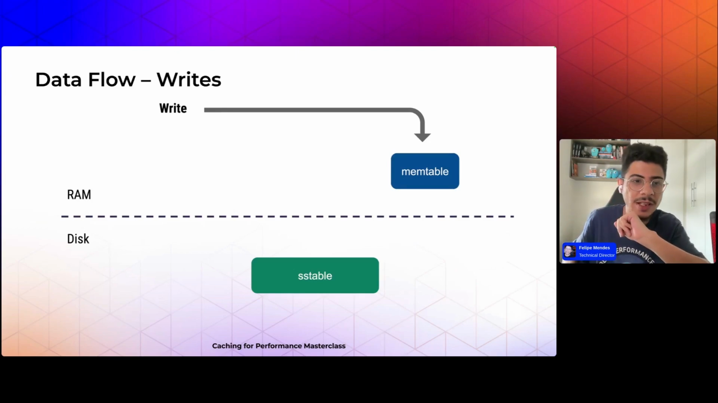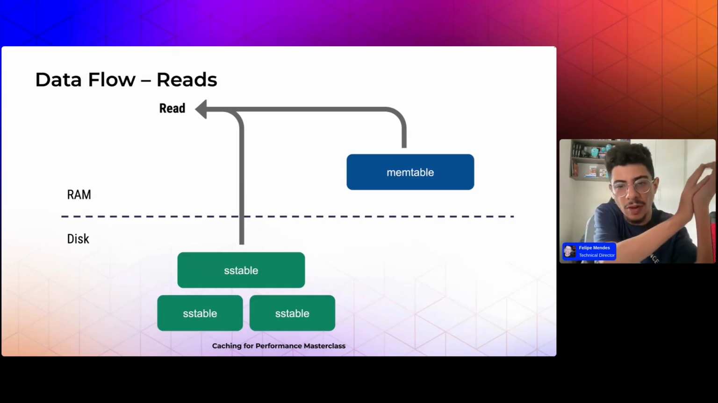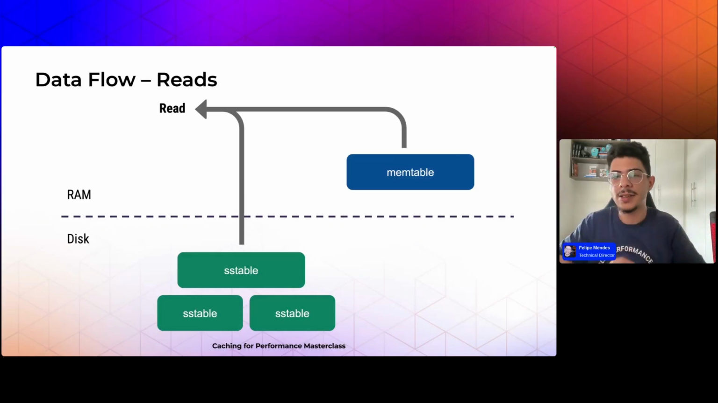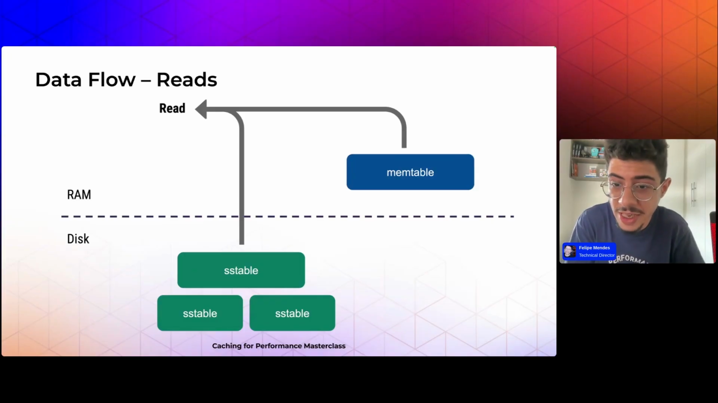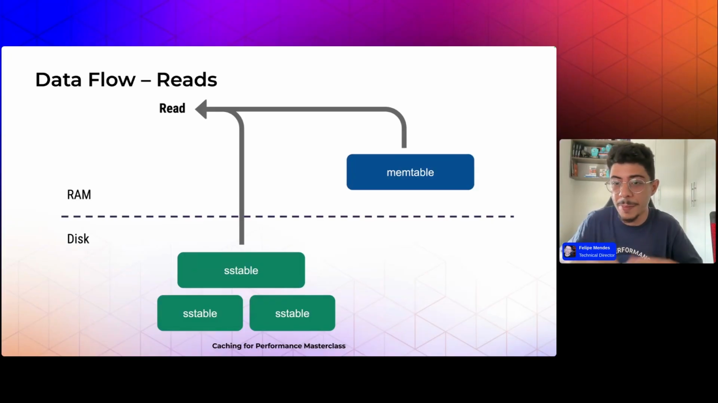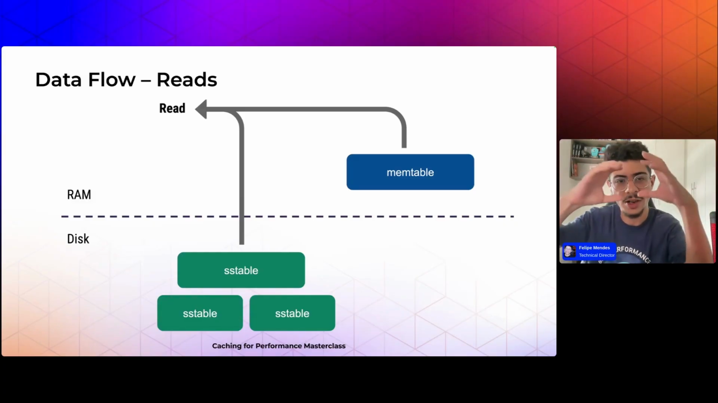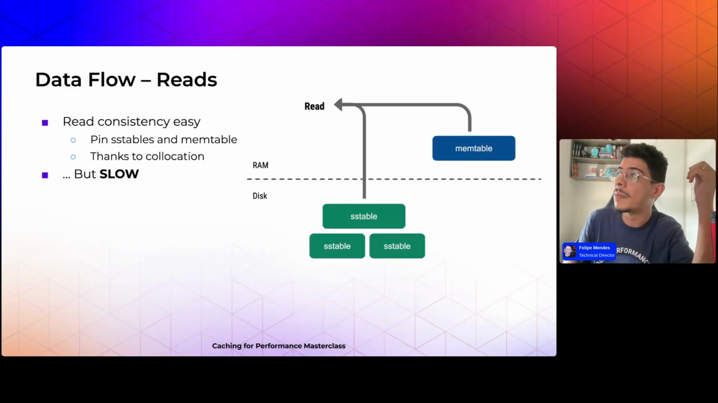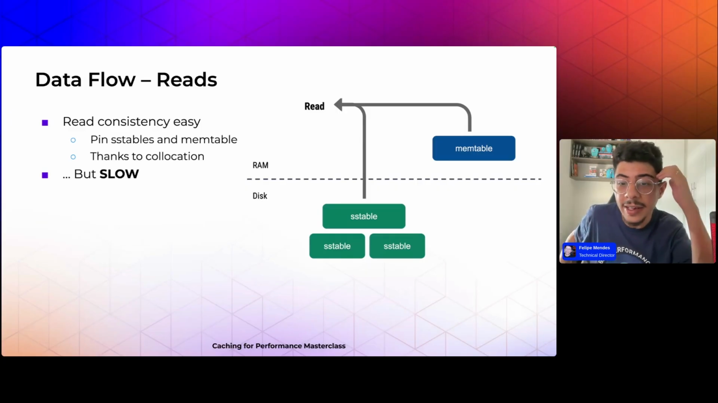So this is how basically writes work in ScyllaDB. Given the flow I just explained, one way for you to ensure read consistency is to simply merge data from your existing SS tables stored on disk with the contents in your main table. And this approach actually works fine, but there's one important problem with it.